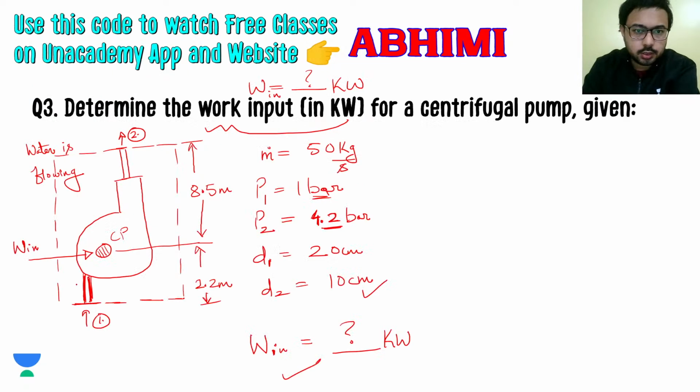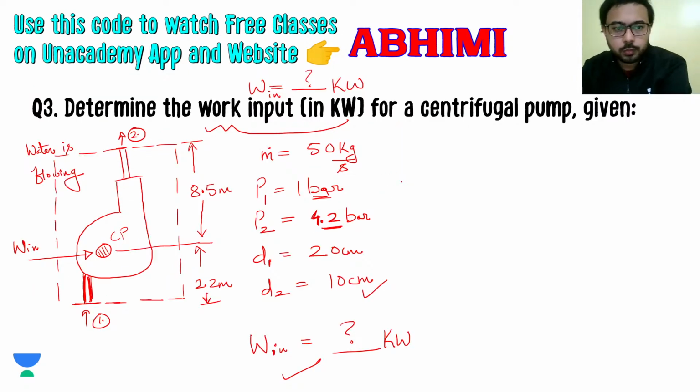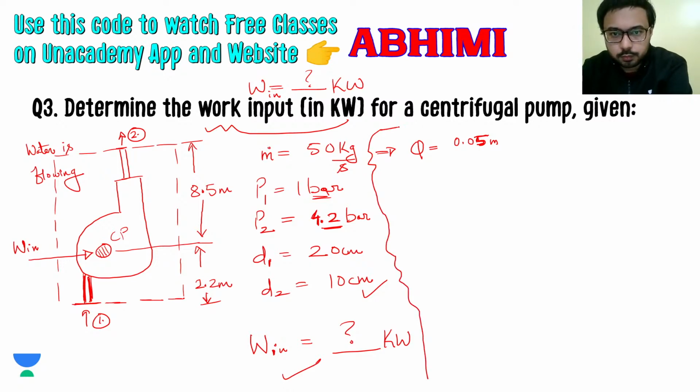So P1 is 1 bar, so it will be 100 kilopascal into this 1 by 1000, plus V1. We don't know the velocity at 1. Now we have to calculate V1, and we know the mass flow rate, so this will give us the volumetric flow rate when we divide it with the density. So this will be 0.05. This is going to be the volumetric flow rate, and it is not given in the question. This is our solution, and it will be meter cube per second.